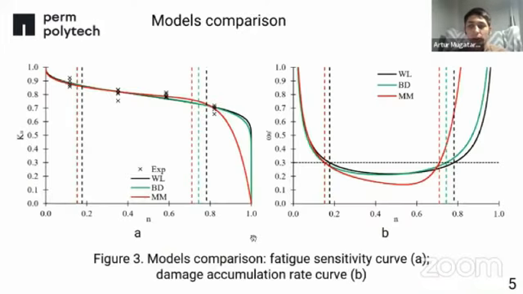The previously obtained fatigue sensitivity curve was approximated using these three models. You can see the fatigue sensitivity curve and damage accumulation rate curve on this slide. The model proposed by Mao and Mahadevan has the best fit to the experimental data. However, it shows very slow mechanical properties decrease on the aggravation stage, and it seems to be implausible. The beta distribution and the Weibull law-based model are very similar, so all the other experimental data was approximated using only the Weibull law-based model.